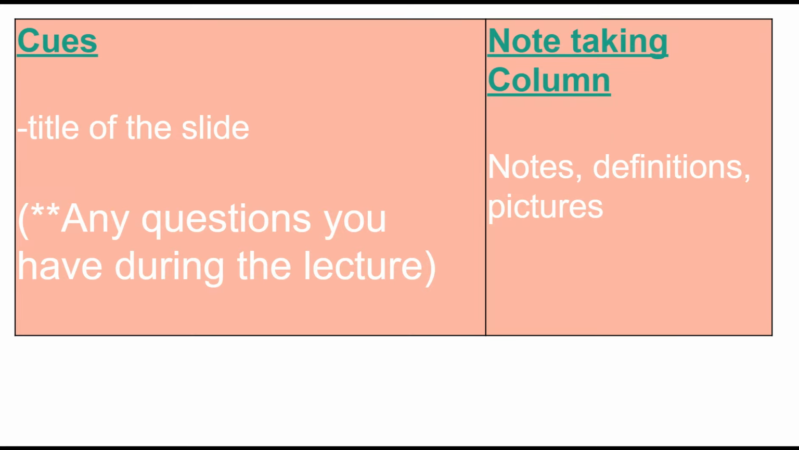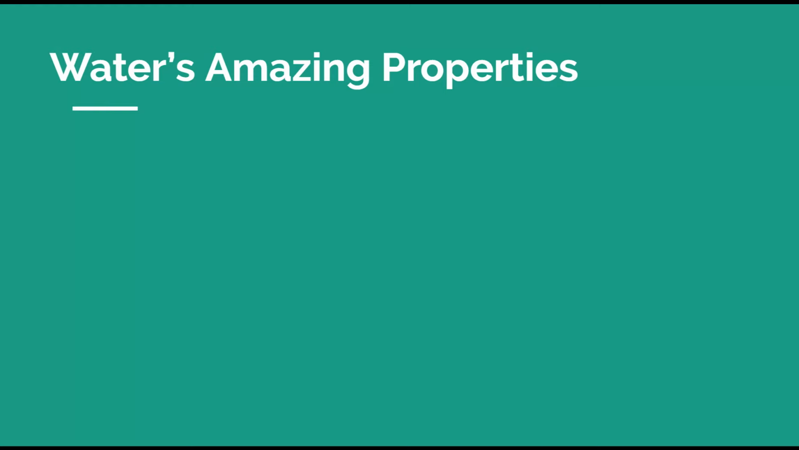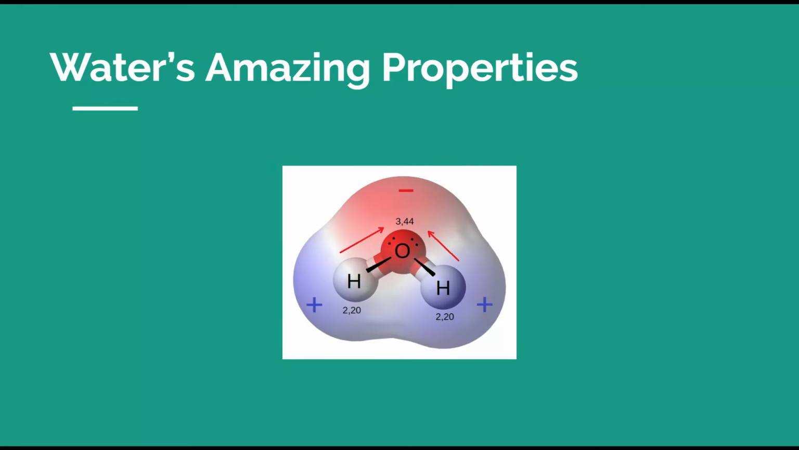Today, particularly, you're going to have to draw some stuff out because it is really important when we're thinking about the properties of water to understand how water is a polar molecule and how it bonds to itself through what is called hydrogen bonding. So really important for you to understand visually what those two ideas look like. So, like I said, we're going to talk about water's amazing properties.